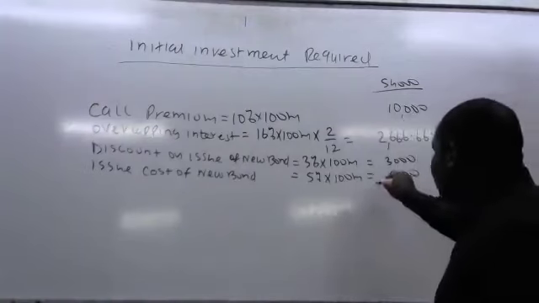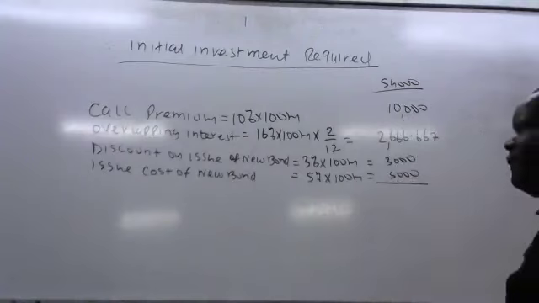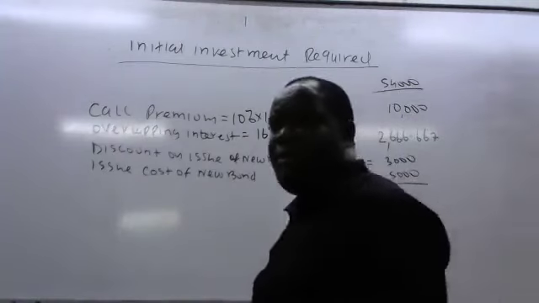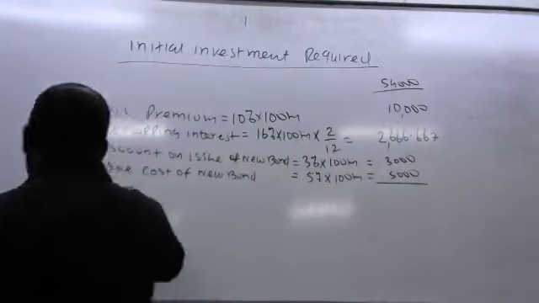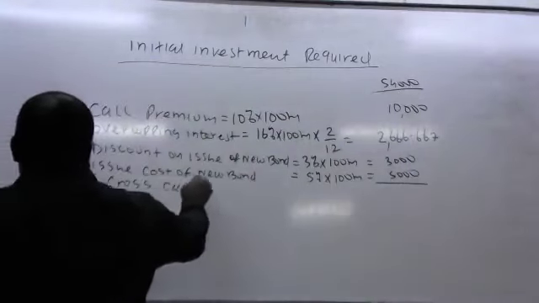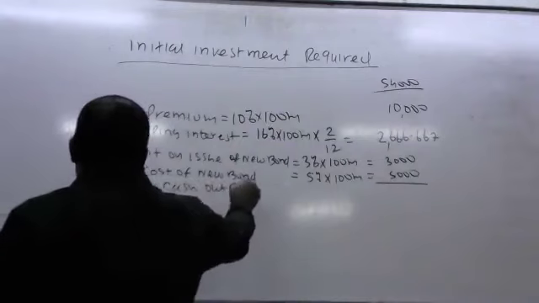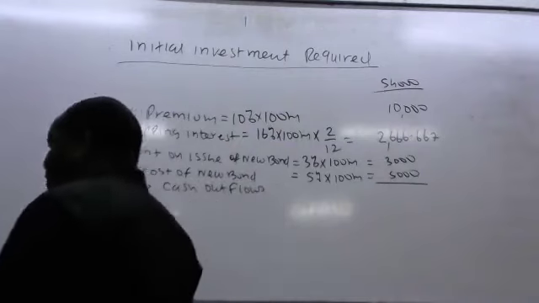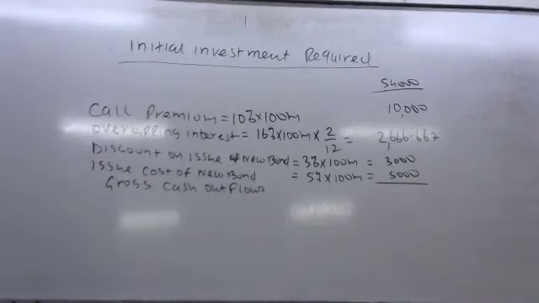So when we add those 4 items, we shall be coming up with the gross cash outflow. The gross cash outflow.